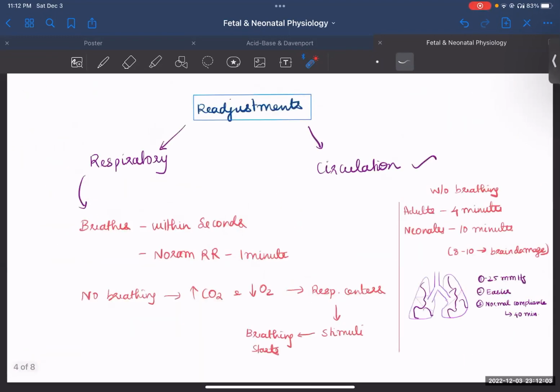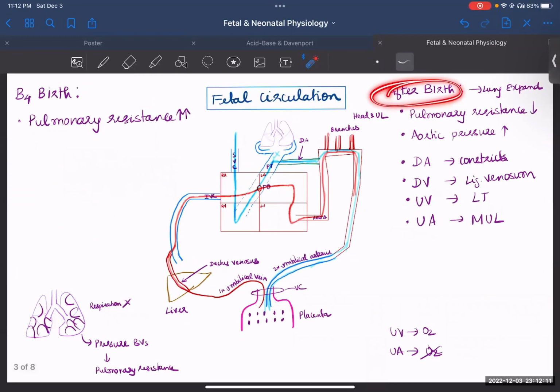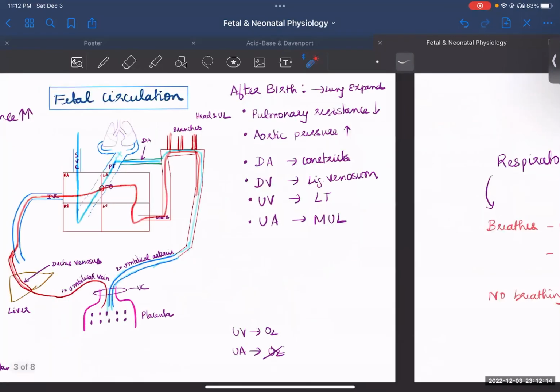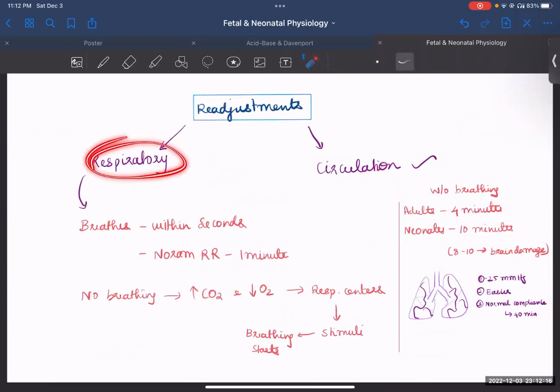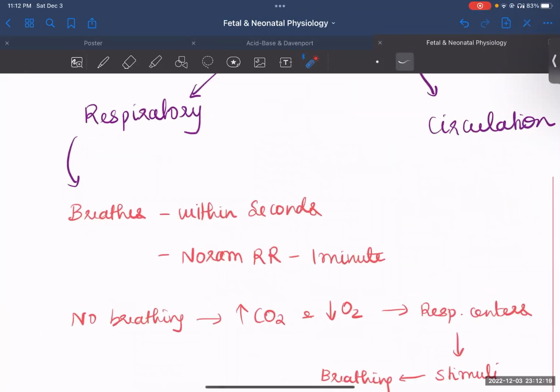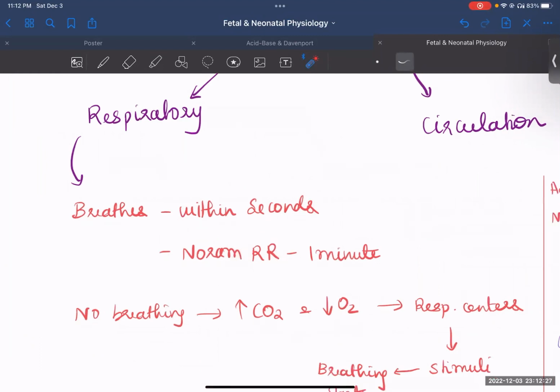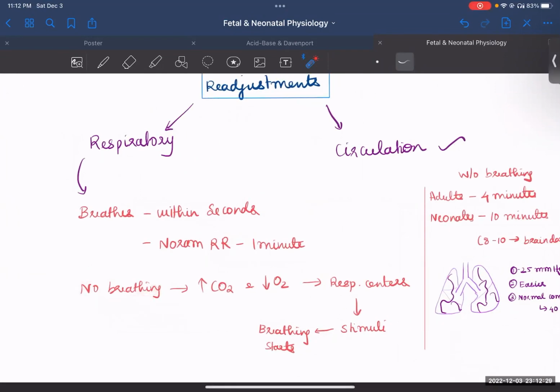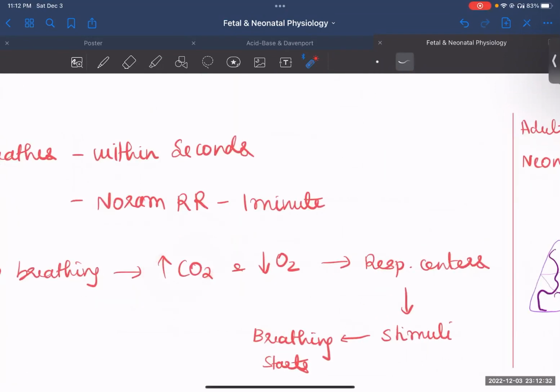Now, other readjustments. There are respiratory readjustments and circulatory readjustments. We just discussed the circulatory readjustments after a baby is born. What about respiratory? As soon as a baby is born, the baby is supposed to breathe within seconds by its own, and normal respiration should appear within a minute. But if there is no breathing, what happens? Carbon dioxide starts to build up in the blood and there is less oxygen in the blood, and that is called hypercapnia and hypoxia.